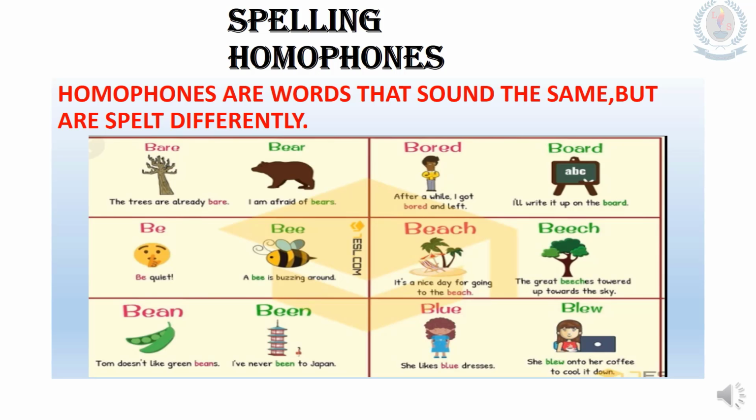So you can have a clear understanding about homophones. Homophones are words that sound the same but are spelled differently. Observing this part of the lesson, you can give good answers for your comprehension and for your spelling exercise. Let's move on to the next slide, children.